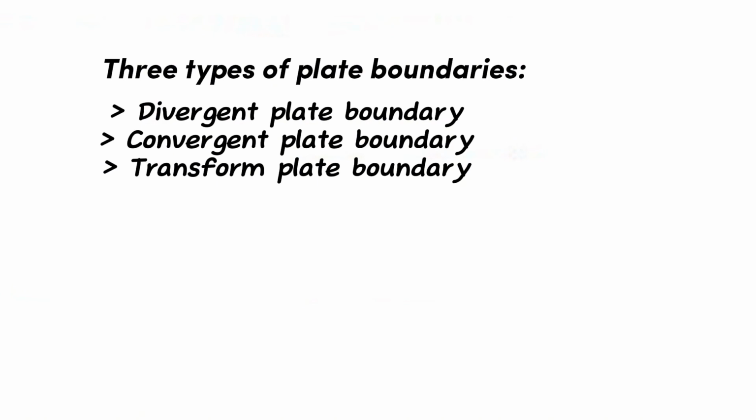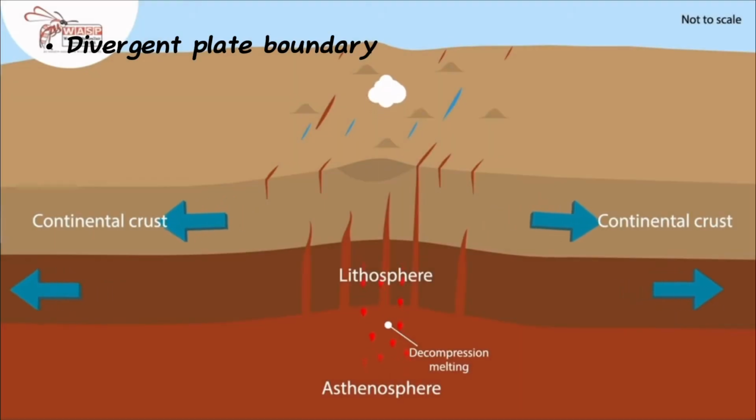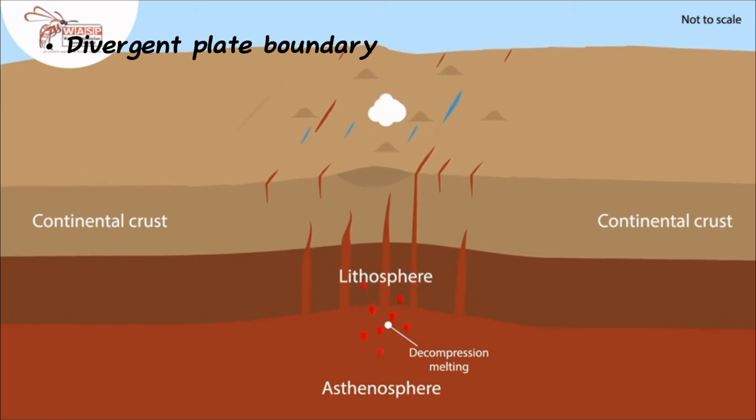There are 3 types of plate boundaries depending on the movement of tectonic plates relative to each other. These are divergent, convergent, and transform plate boundaries. Let's start with the divergent plate boundary. A divergent boundary occurs when 2 tectonic plates move away from each other.